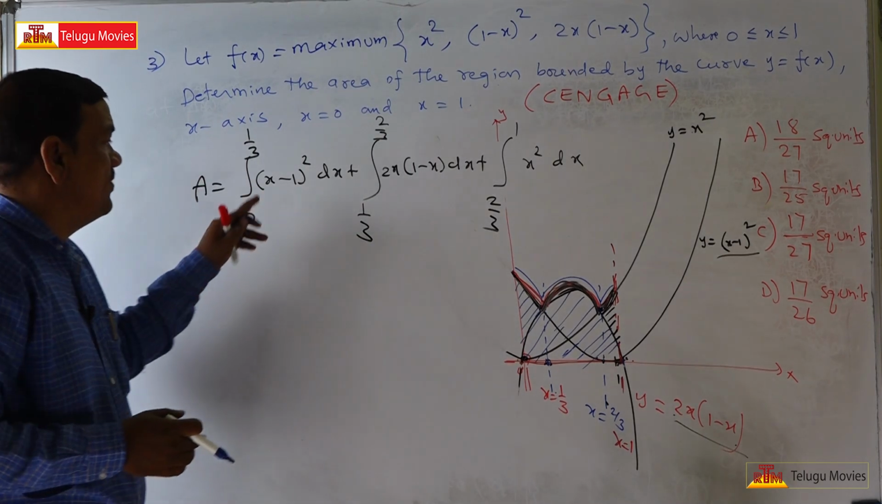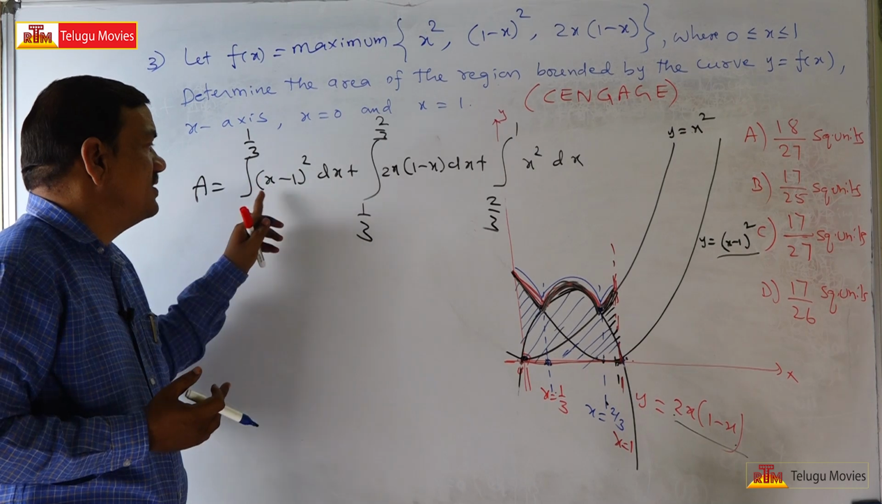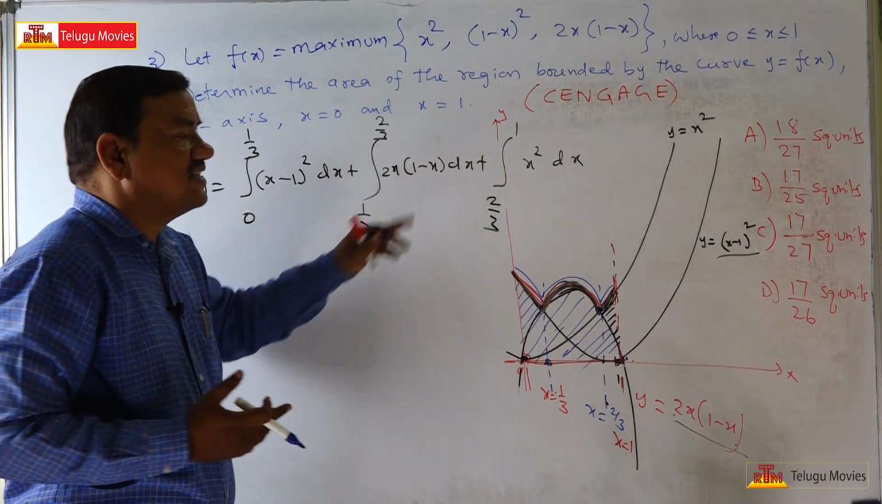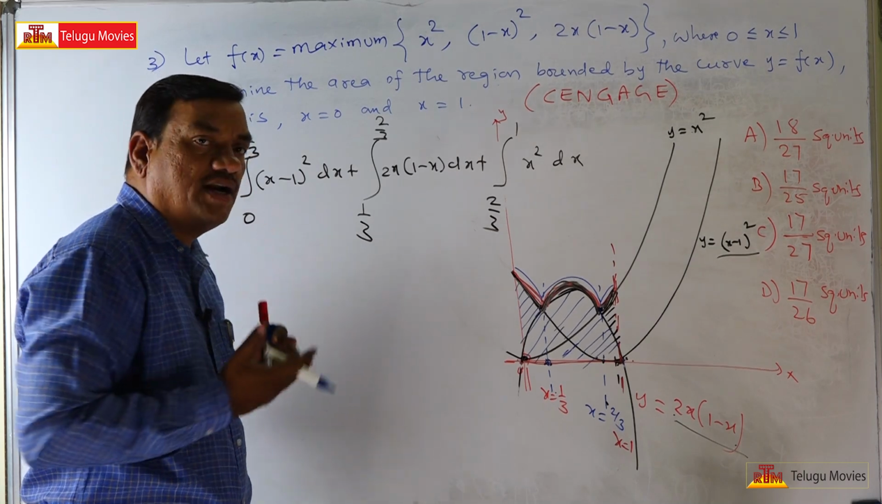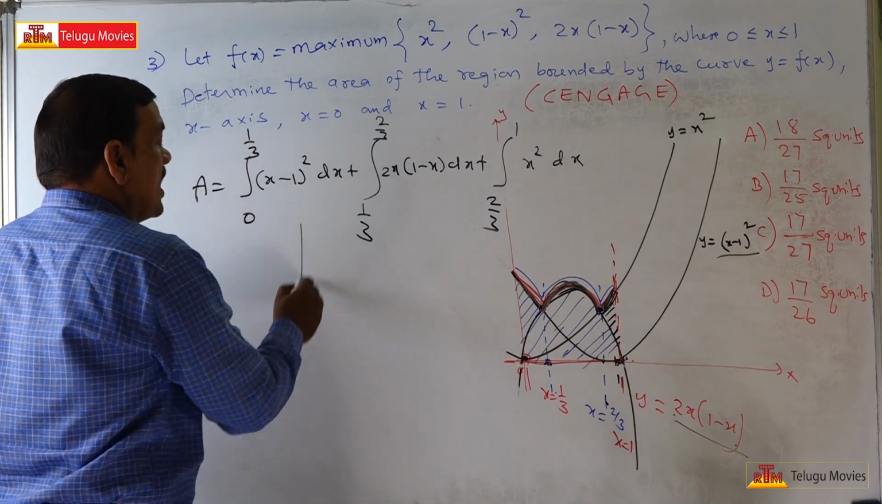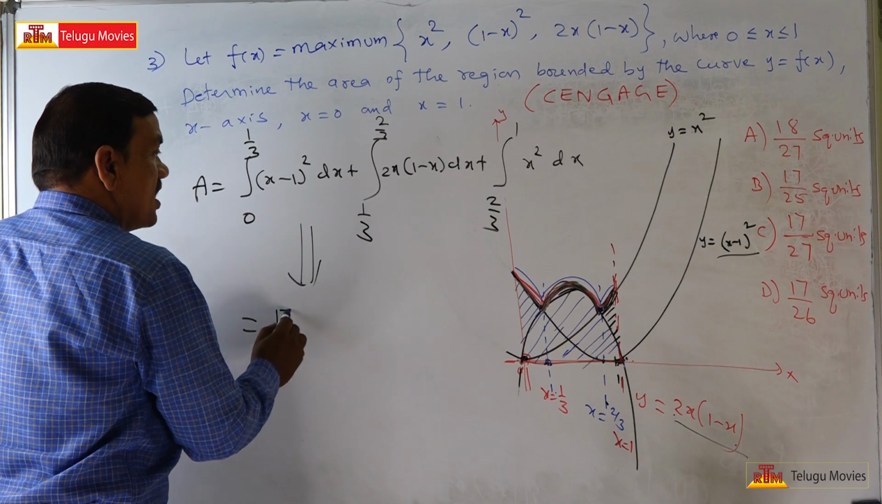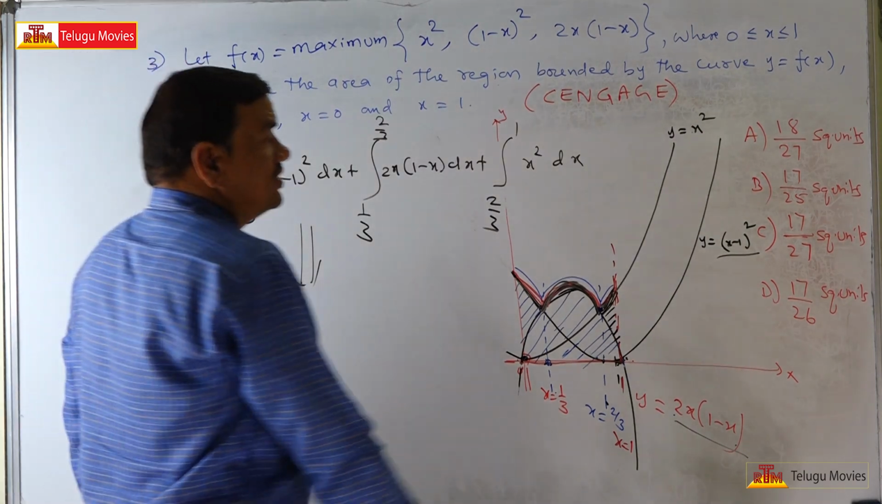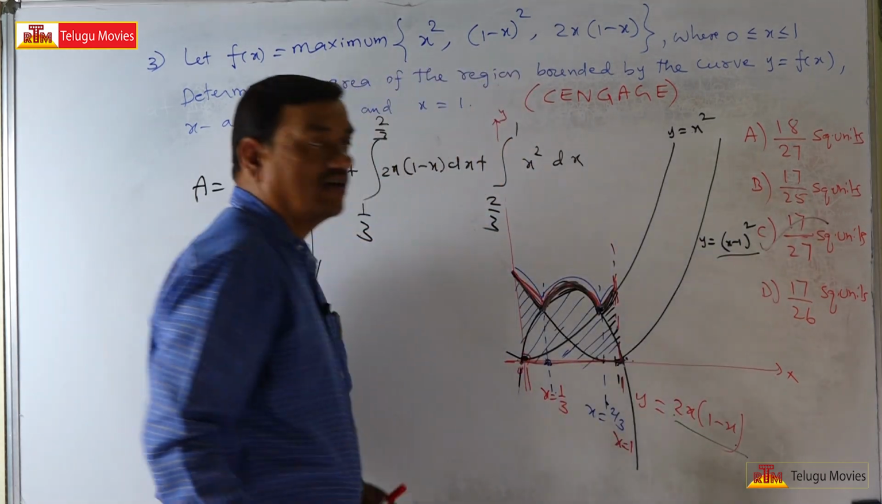So carefully, the integral of (x minus 1) whole square is (x minus 1) whole cube by 3. So you multiply inside, and for everything you apply the upper limit and lower limit. After calculation, you will get the answer 17 by 27. So 17 by 27 is your correct answer.